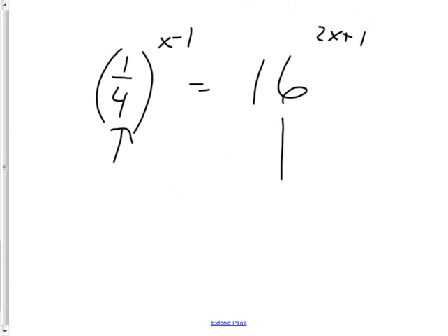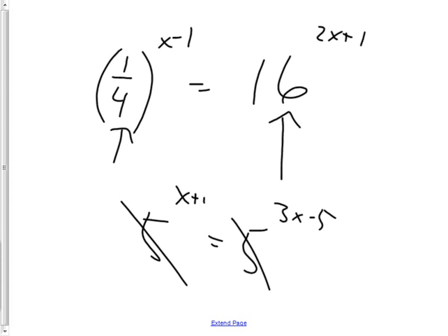If this base and this base were the same, do you remember that's like this? 5 to the x equals 5 to the x plus 1, 5 to the 3x minus 5. If they have the same base, I can just cancel the bases. It's not really canceling the bases, but it's just setting this equal to this, and then it's really easy, just solve for the x. So if I could get the bases the same, I'd be good.